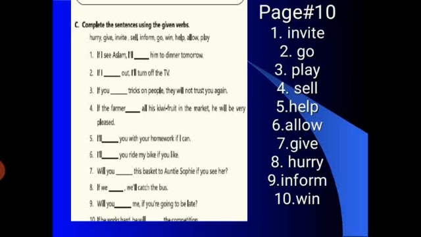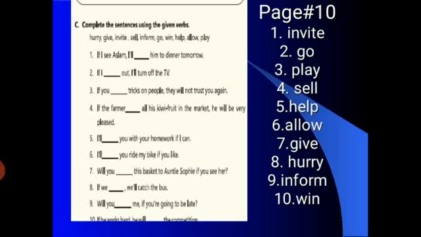Second sentence, if I dash out, I will turn off the TV. So in this example, here in the first clause we have to use the verb. If I go out, I will turn off the TV. Third example, if you dash tricks on people, they will not trust you again. In the third example, we are going to use play. If you play tricks on people, they will not trust you again.